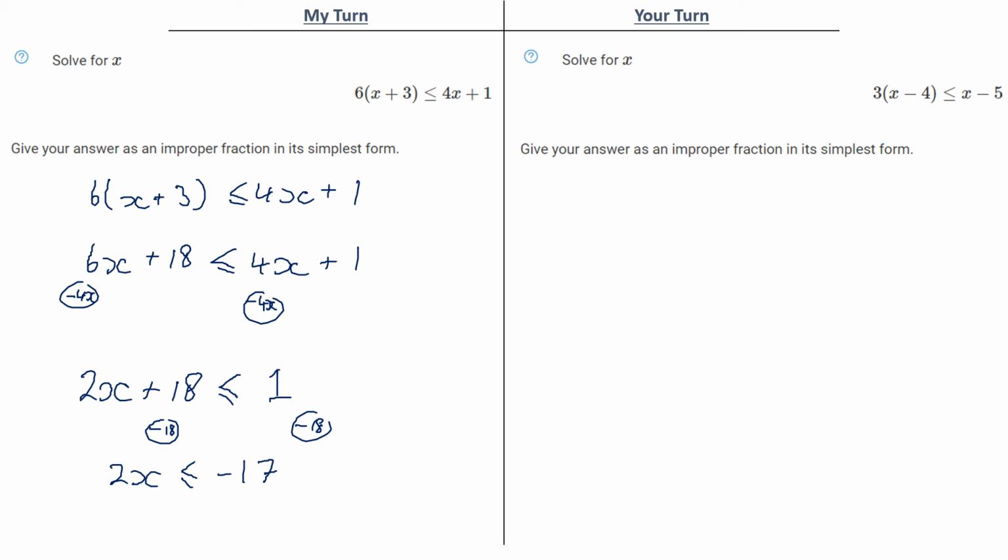We're asked to leave it as an improper fraction in its simplest form. So if we divide by 2, we've got x is less than or equal to minus 17 over 2. Good. Okay, so again, pause the video, have a go at your turn, very similar. Have a go, and we'll go through it together in a moment.